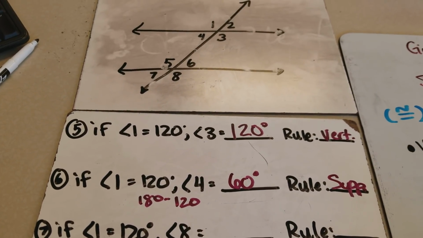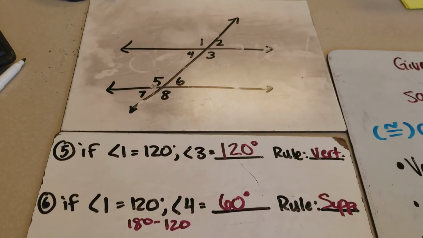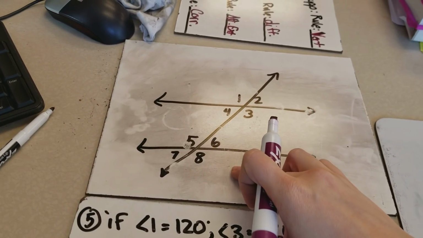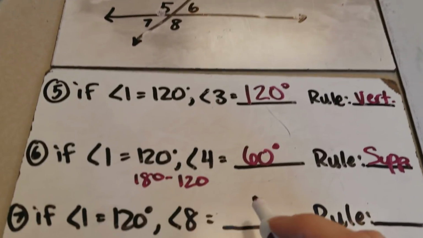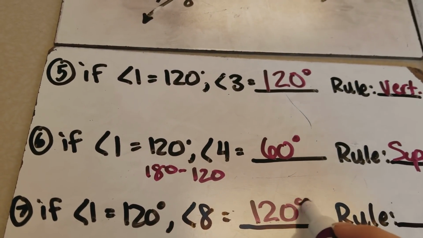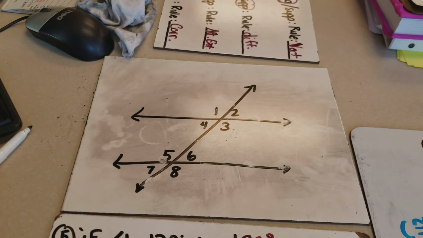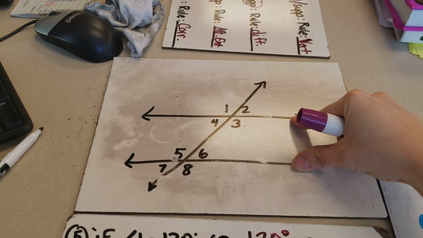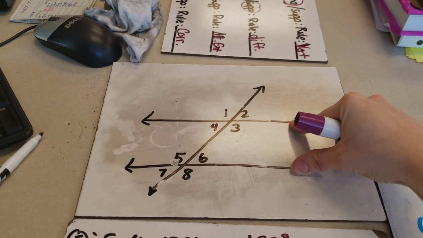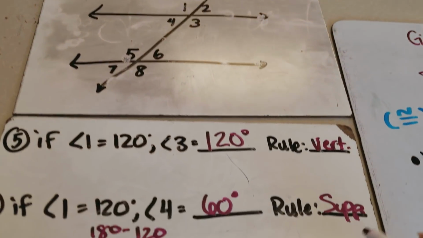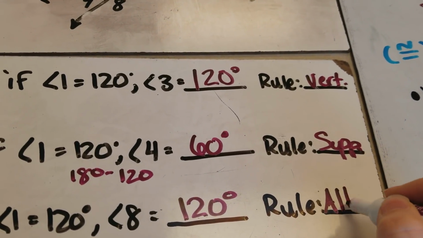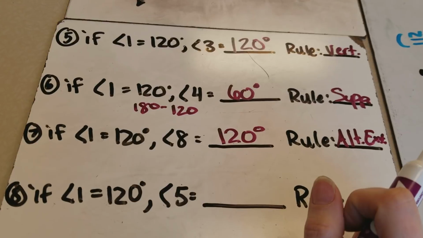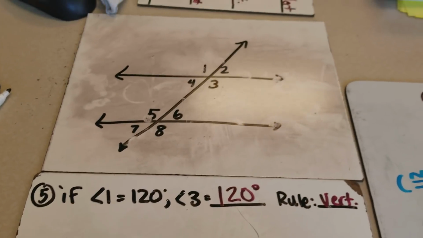Okay, number 7. We have, if 1 is 120, what is 8? So look at 1 and 8. 1 is obtuse, 8 is obtuse, so they must be the same. So that makes this box really easy to fill in. So the rule, why? Are they both inside the parallel lines? Both outside the parallel lines? Across from each other? Or in the same spot? Well, they're both outside the parallel lines. So it's alternate exterior.